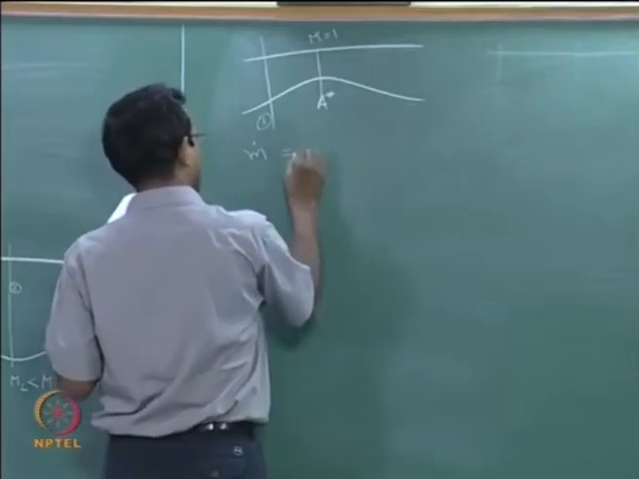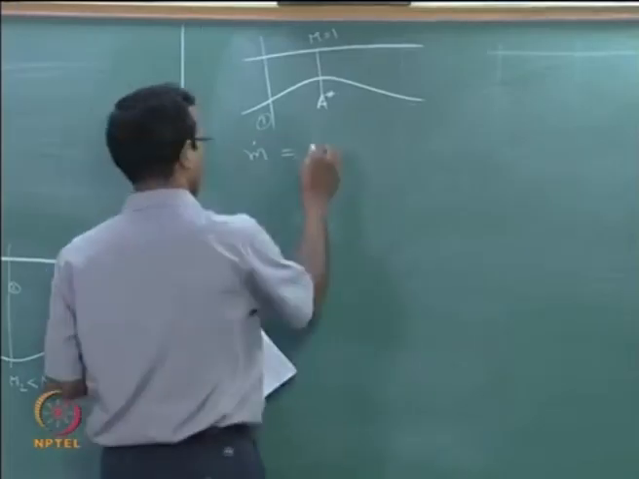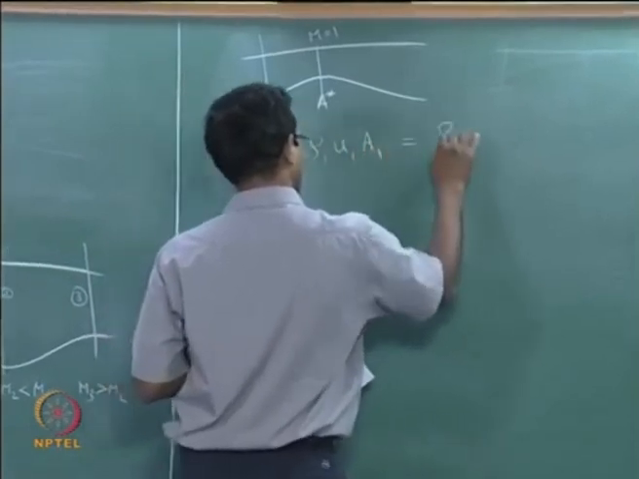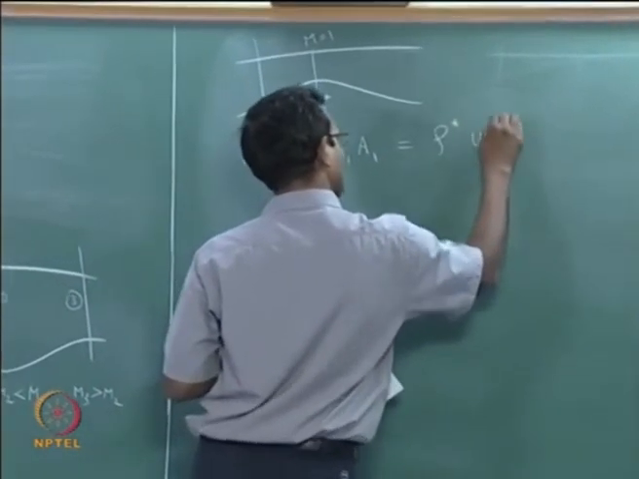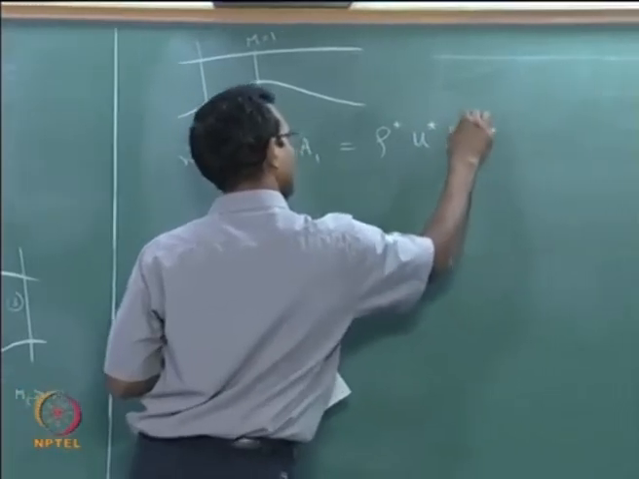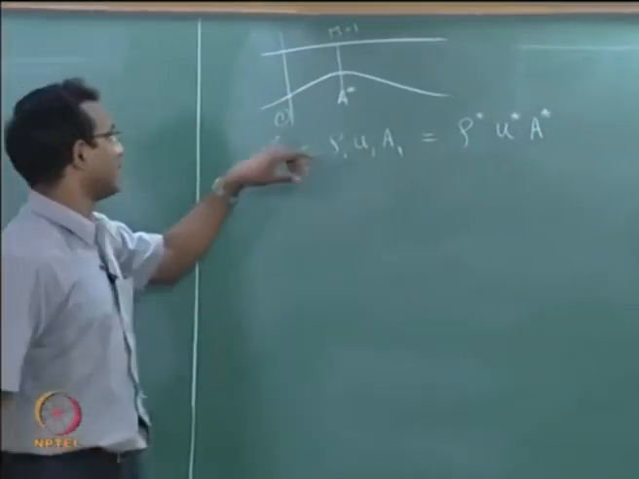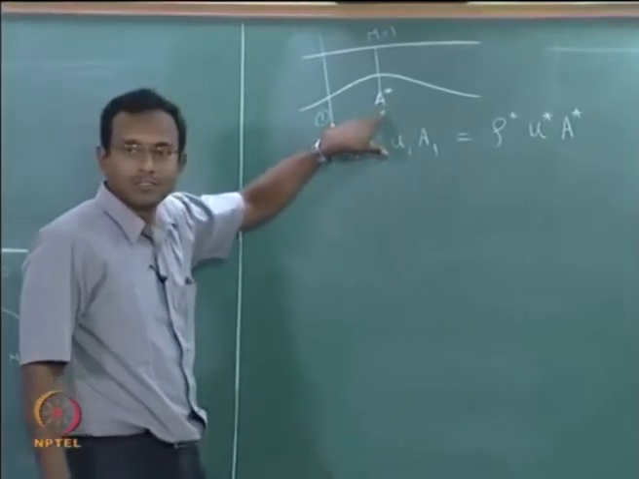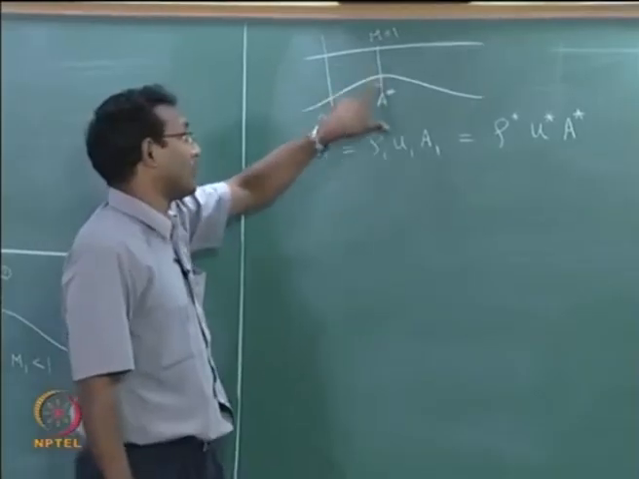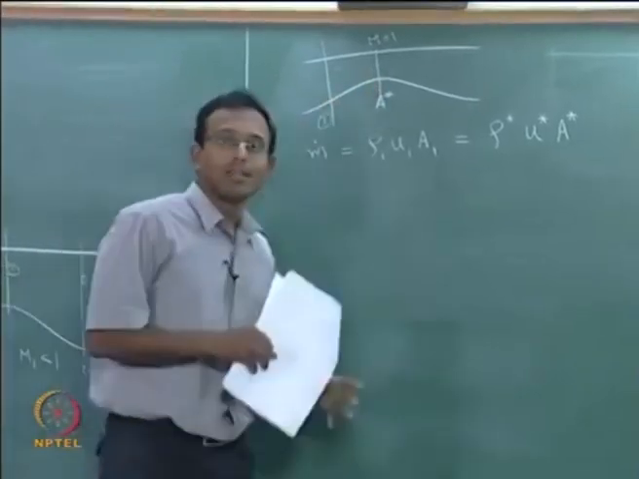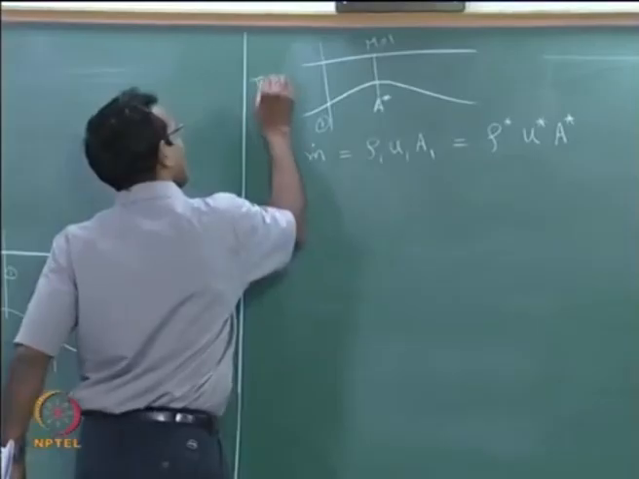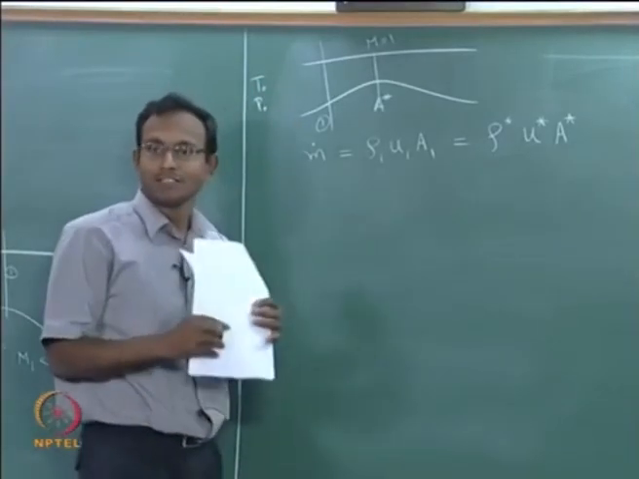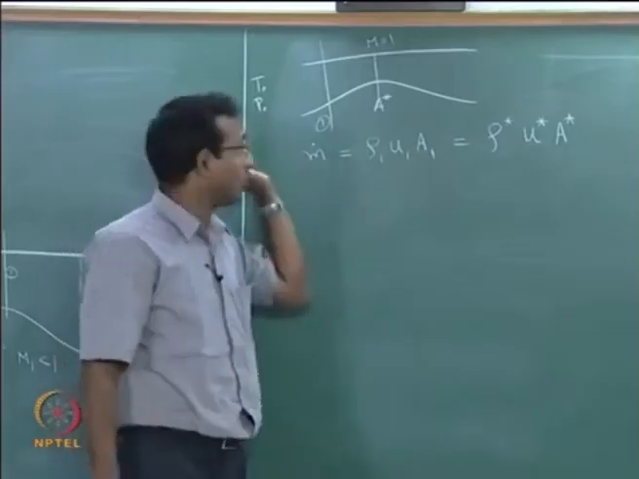I am going to pick this m dot, the mass flow rate, equal to... I am going to write it like this. I am going to pick two conditions, 1 and the star condition. I know that the flow is choked here, and I also know isentropic flow, so T naught and P naught do not change.